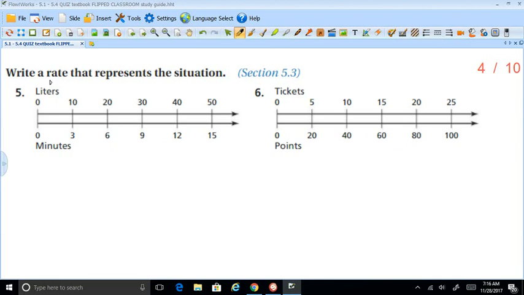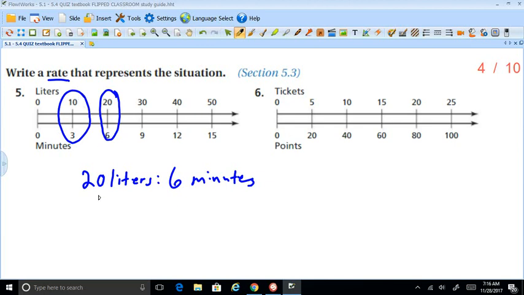Numbers 5 and 6 just ask you to write a rate. They don't necessarily ask you for the unit rate, so you can literally pick any of the double number line rates that are given to you, and you can write simply 20 liters for 6 minutes. 20 liters every 6 minutes. You could have also chosen 10 liters for 3 minutes, and so on.